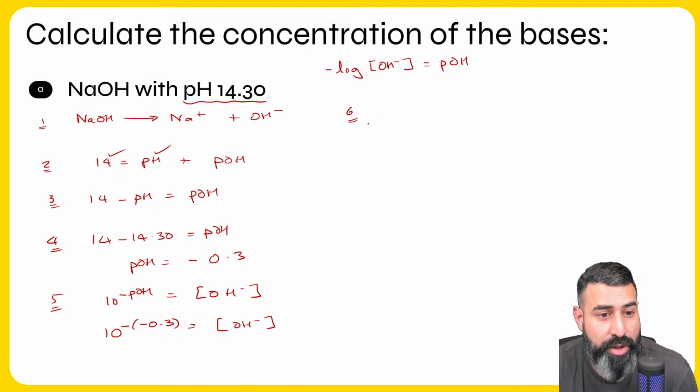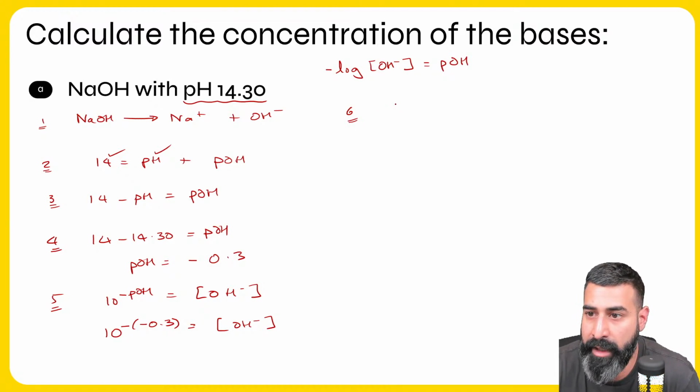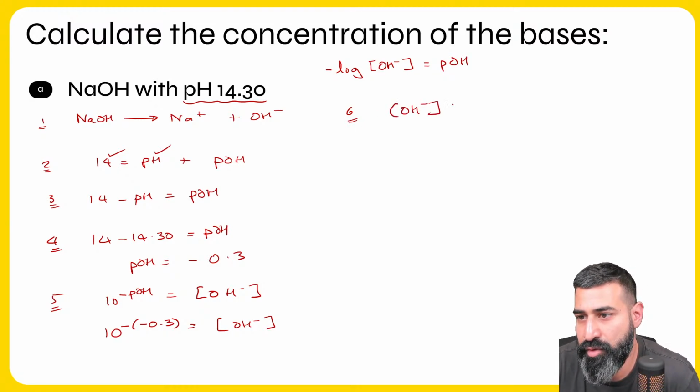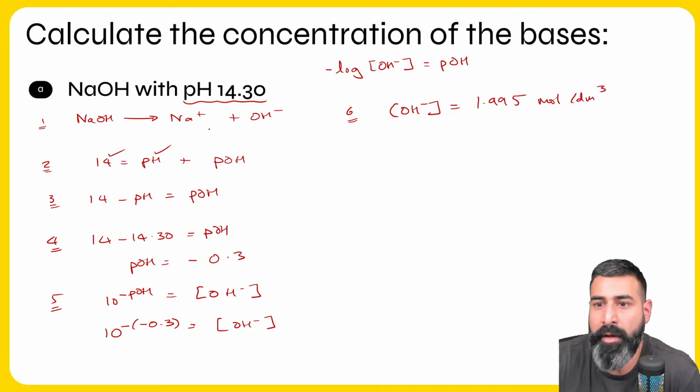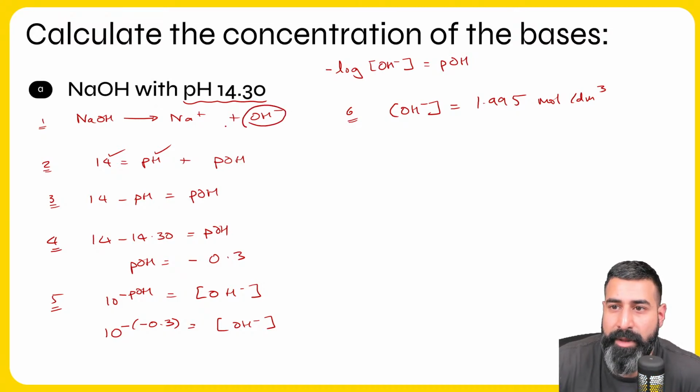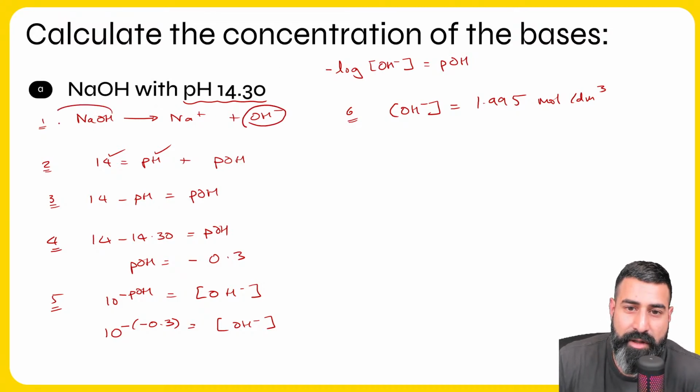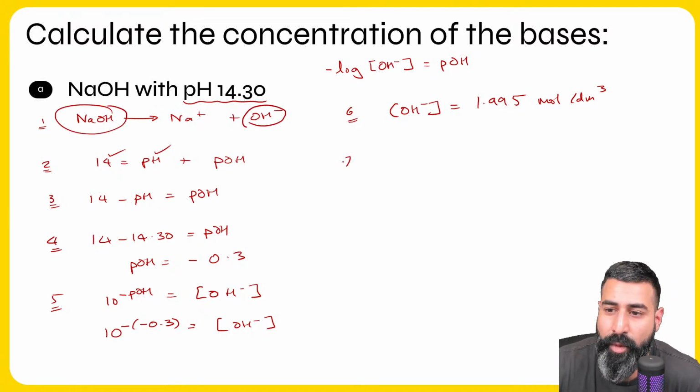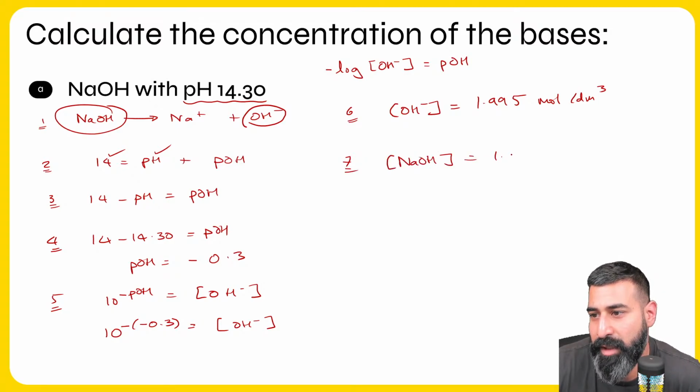So we should get 1.995. I'll put that in for now. So the hydroxide ion concentration is equal to 1.995 moles per dm cubed. Okay, so we've worked out this quantity, but it's asking us to calculate the concentration of sodium hydroxide. Because it's 1-to-1, the answer is going to be exactly the same.